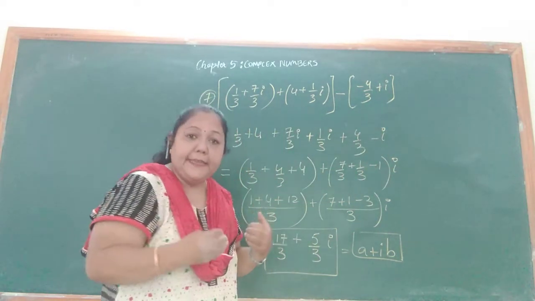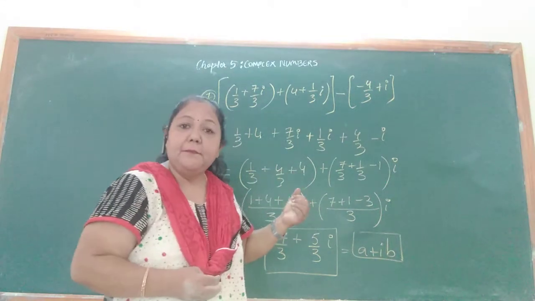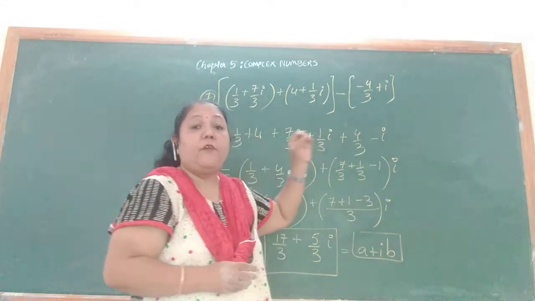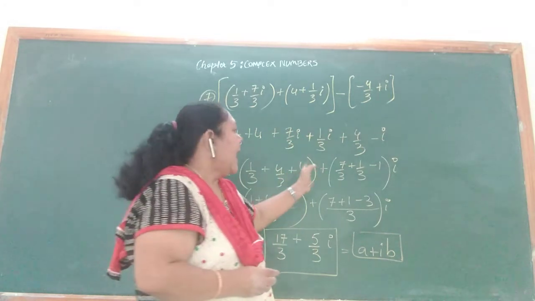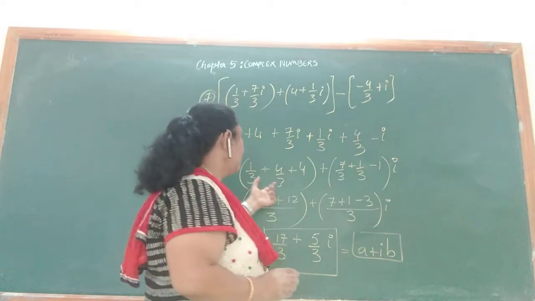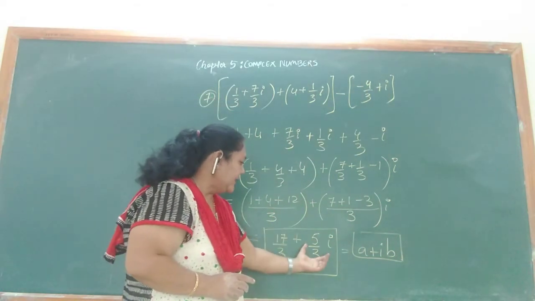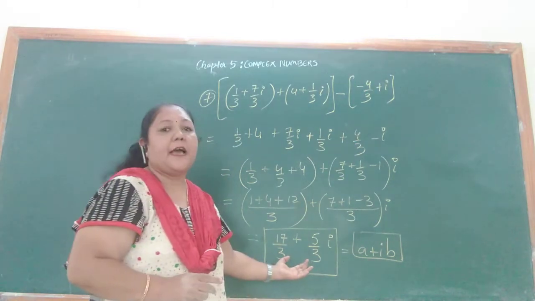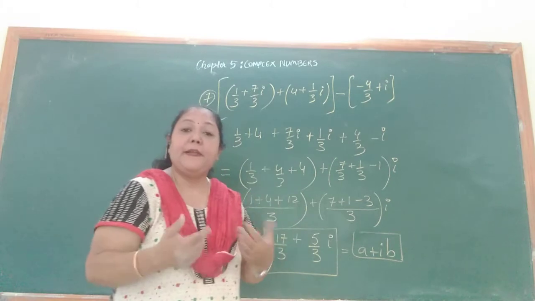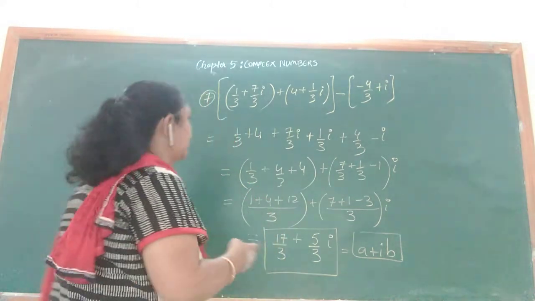Then I segregated, that is, separated my single real numbers in one bracket, and whatever terms had an i, I took the i common and took all i terms together. So now after that I took LCM, and taking LCM gave me my a plus ib form. So therefore I wrote my question in the a plus ib form. Now let's move to the next question.